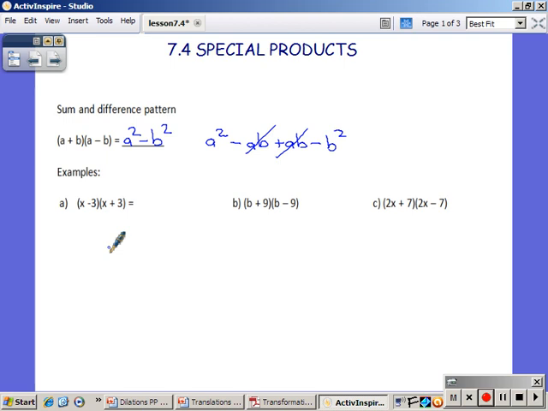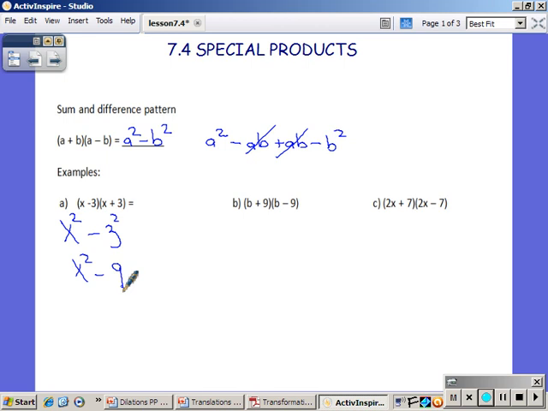That's it. So with this sum and difference pattern, again, it can't just be a sum and a difference. The first term in each set of parentheses must be the same. The second term in each set of parentheses must be the same as well. When that happens, you are able to just square your first term, minus, and then square that second term. So, if we take a look, my first term I would consider to be my x. So I need to square that x, minus in between, and then square the second term, but the second term is 3. So I would say that is x squared minus 9.